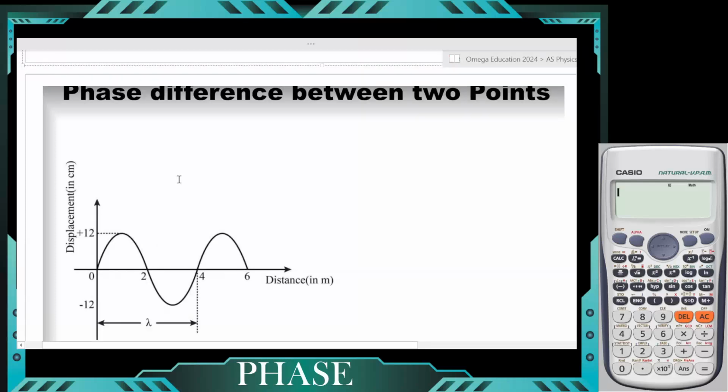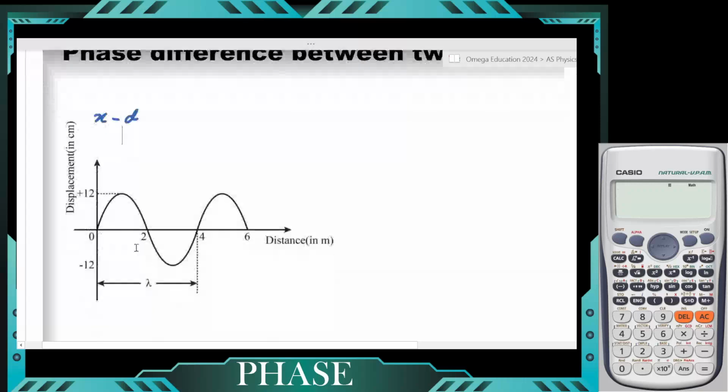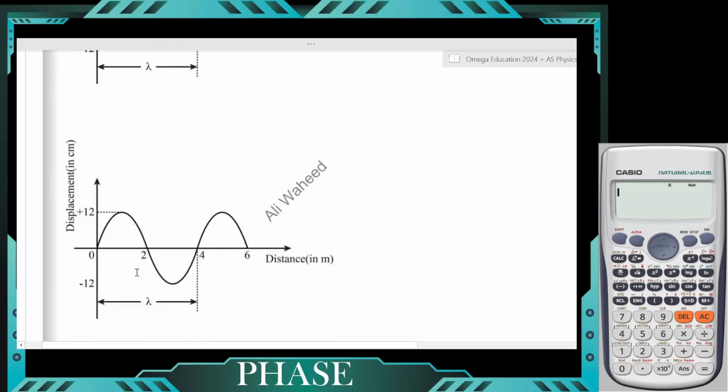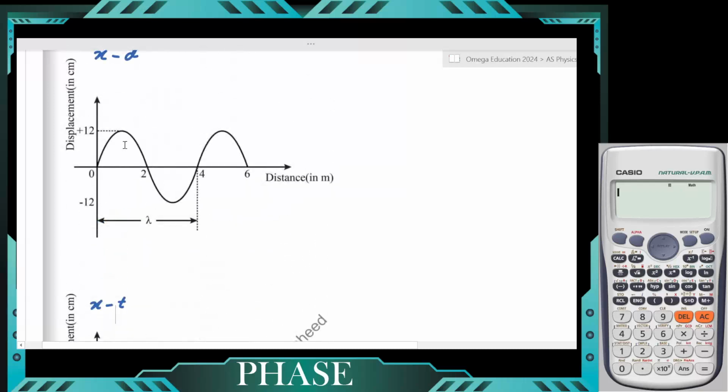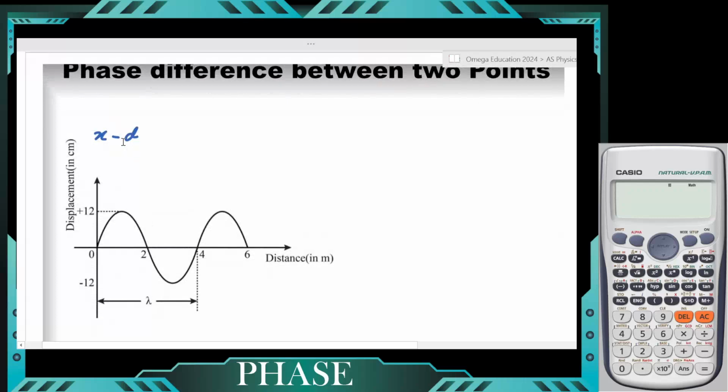So the question can be asked in two different ways. One situation is that you're provided with a displacement distance graph, and in the other situation you would be provided with a displacement time graph. So x-t graph and x-d graphs. So what do we do for this one?